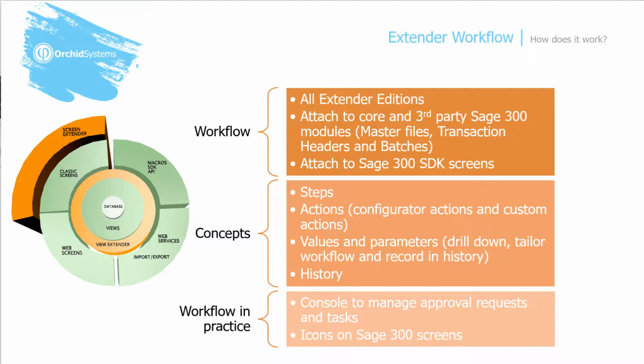and that will be covered in separate videos. Workflows are made up of steps, and each step is a collection of actions. Values and parameters are used in the workflow to tailor the workflow and to record details in the workflow history. In practice, users of the workflow would use the workflow console to manage the approval requests and tasks, as well as icons on Sage 300 screens.